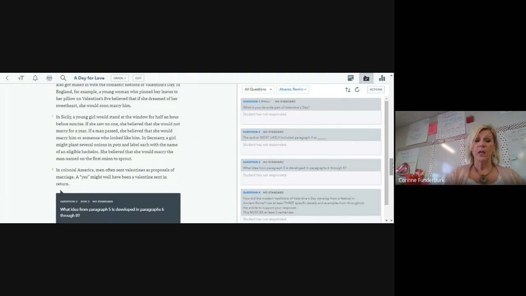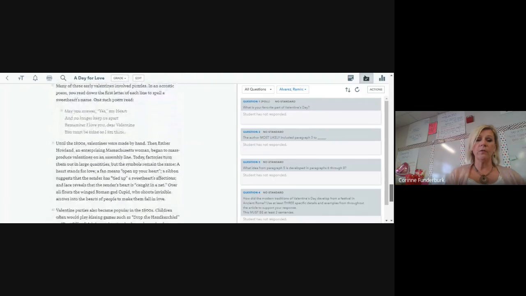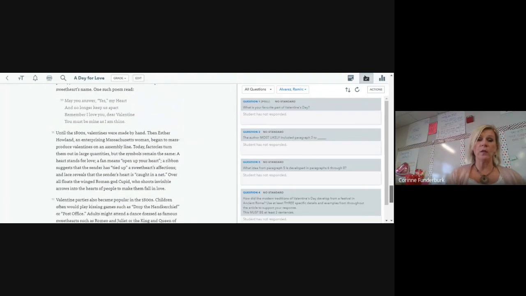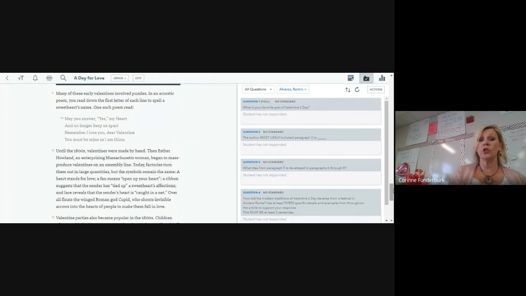Now I want to go through this a little fast. This is the one thing I need to show you, because this is a part of the next assignment. So many of these early Valentines involved puzzles in an acrostic poem. So this is what we're talking about, acrostic poem. You read down the first letter of each line to spell a sweetheart's name.